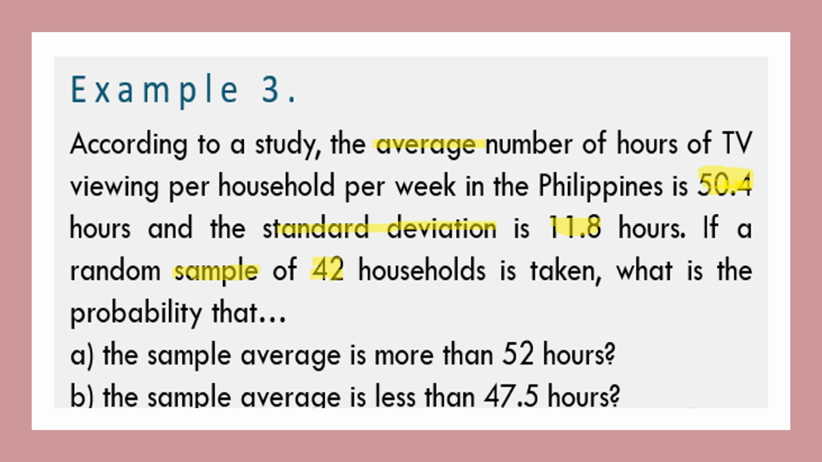So, how about 52? So, therefore, 52 will be, is it X or X bar? Definitely it's X bar because we're not talking about raw scores. So the given are mu 50.4, sigma is 11.8, n or the sample is 42, and X bar is 52.